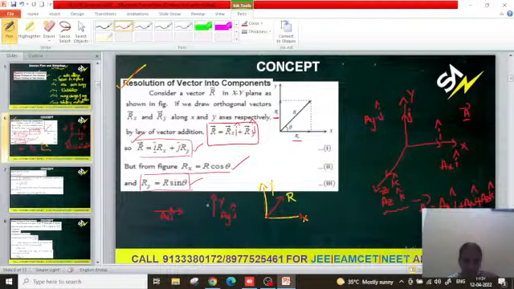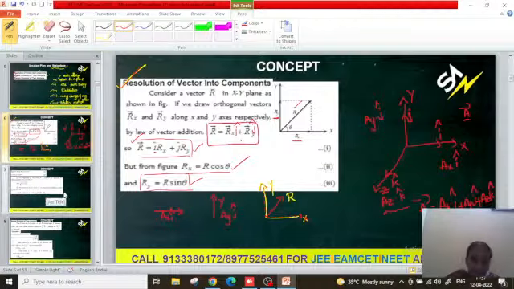Rx is equal to R cos theta. That component is lying adjacent to the angle. Ry component is opposite to the angle. So we resolve this vector into its components.